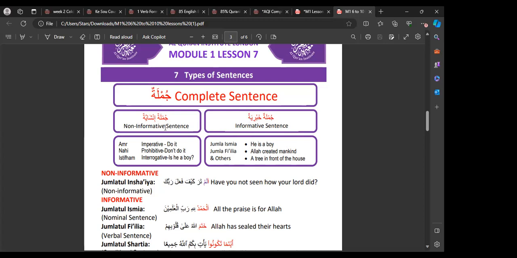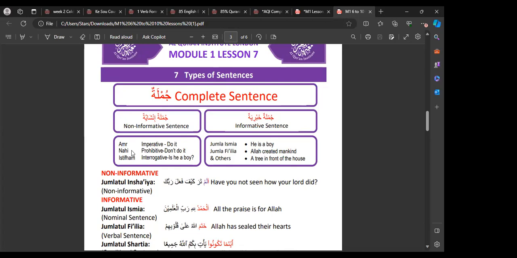So there are many different kinds of sentences that fall under the category of jumlatul khabariyya. Then we have jumlatul insha'iyya, which is non-informative. These sentences don't provide you any new information. Some examples are an amr, which is imperative or a command. In a command, I'm telling you to do this. I'm not giving you any information. I'm ordering you to do something. Ijlis, sit down. I'm not giving you any knowledge or information about a subject.